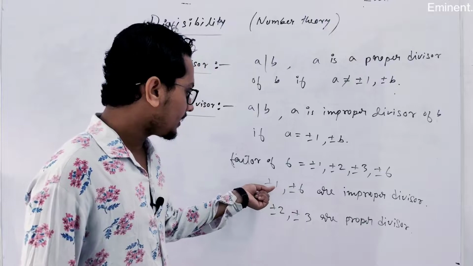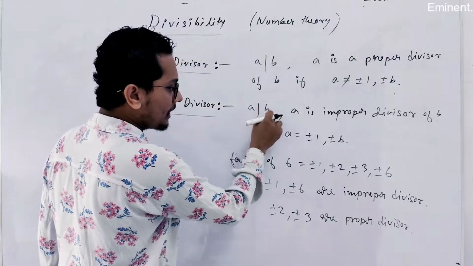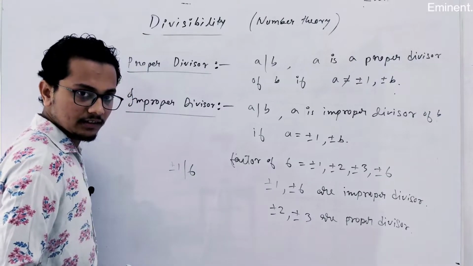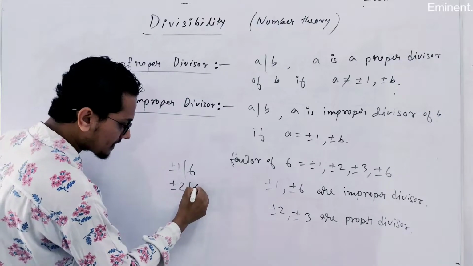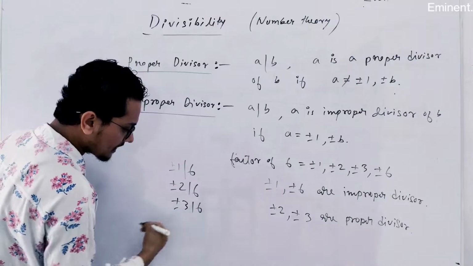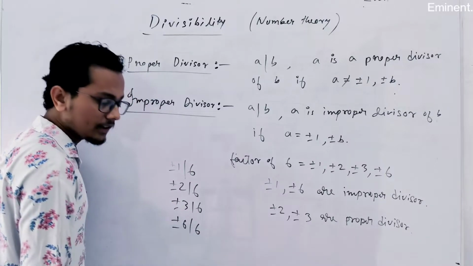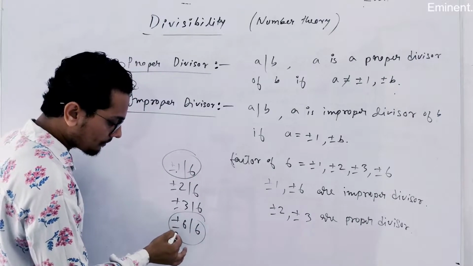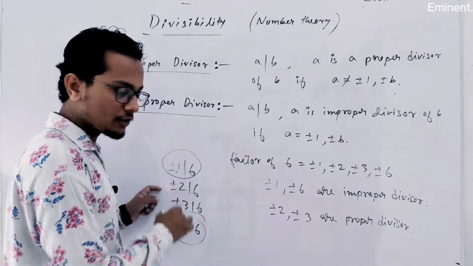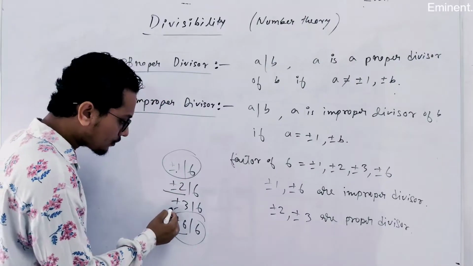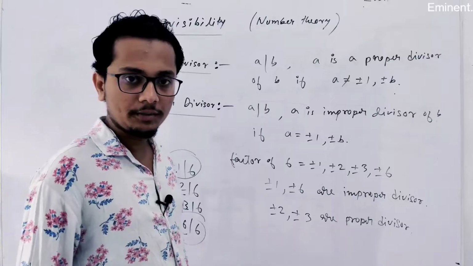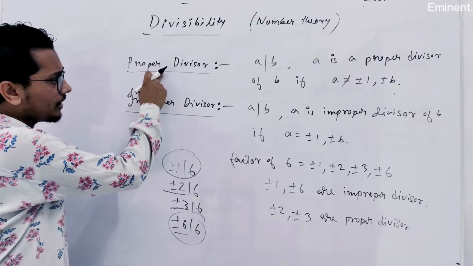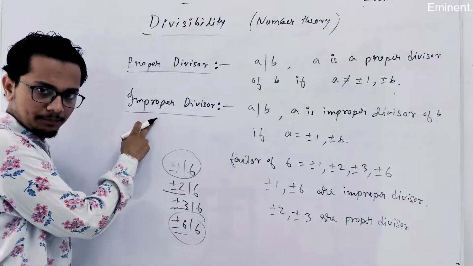Okay, here that a divides b, here plus minus 1 also divides 6. Okay, plus minus 2 also divides 6, plus minus 3 also divides 6, plus minus 6 also divides 6. Then here plus minus 1 and plus minus 6 are improper divisors of 6, and these plus minus 2 and plus minus 3 are proper divisors of 6. Understood? I hope you understood the meaning of proper divisor and improper divisor.